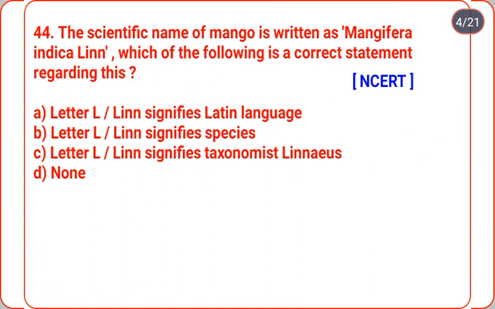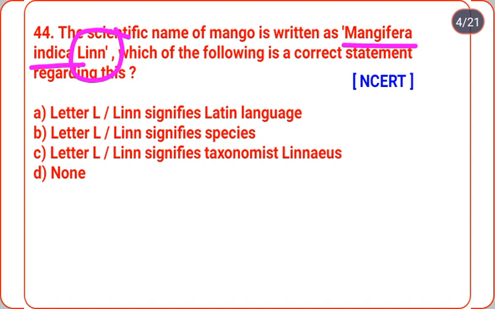Okay, next. Question number 44. The scientific name of the mango is written as Mangifera indica Linn. Here underlined separately, and the last segment is Linn. Which of the following is a correct statement regarding this? Option A, letter L or Linn signifies Latin language. Option B, letter L or Linn signifies species. Option C, letter L or Linn signifies taxonomist Linnaeus. Option D none.